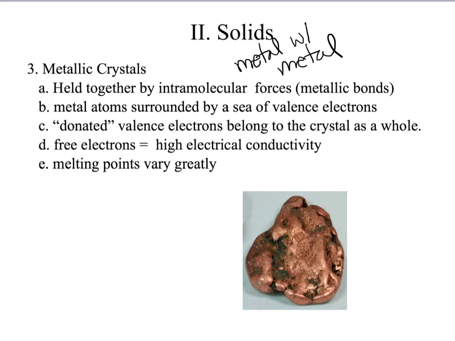Metallic bonds are formed by sharing valence electrons in a sea of valence electrons, where the valence electrons are allowed to move all around all the different metal cores. So the valence electrons don't really belong to any specific atom. They belong to the crystal as a whole. Because the electrons are allowed to move freely throughout the entire crystal, they tend to have really good electrical conductivity, and their melting points vary a lot.